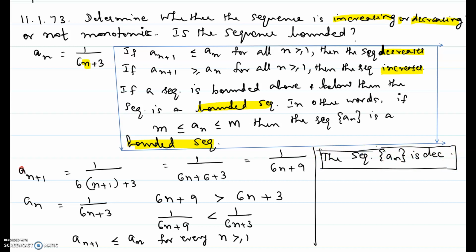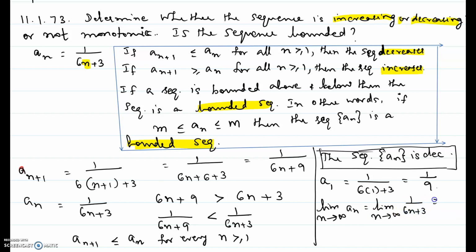We should also find out whether the sequence is bounded or not. So let's consider the first term, a sub 1. So a sub 1 is obtained by plugging in n equal to 1 into a sub n. So it is 1 over 6 times 1 plus 3, which is 1 over 9. Also we notice the limit as n approaches infinity of a sub n is the limit as n approaches infinity of 1 over 6n plus 3, which is equal to 1 over a very large number, which is equal to 0.